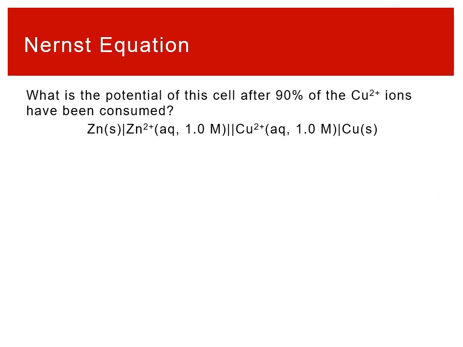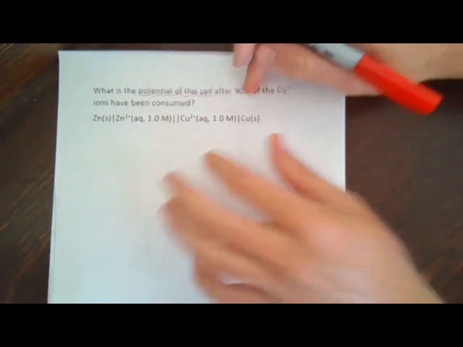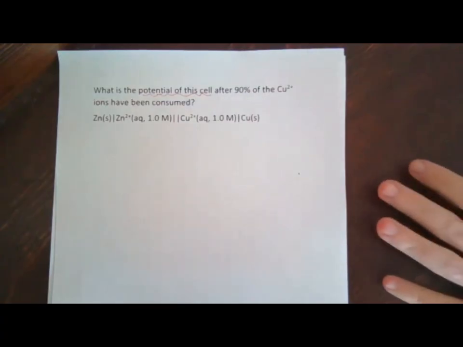What is the potential of this cell, the same zinc copper cell, after 90% of the copper 2+ ions have been consumed? I've got the cell notation right here. Let's take a look. We want the potential of the cell after 90% of the copper ions have been consumed.